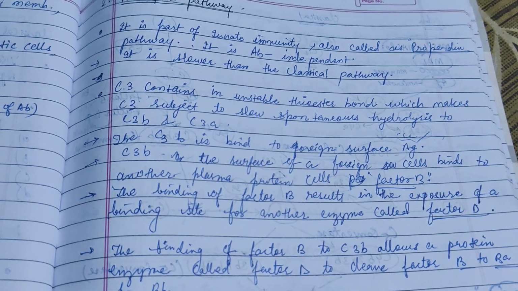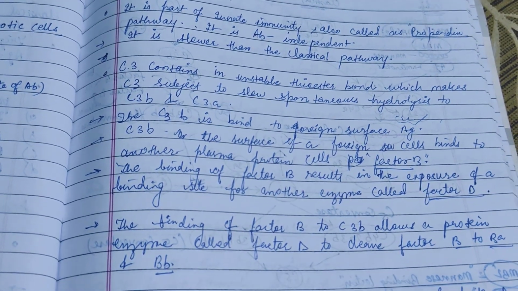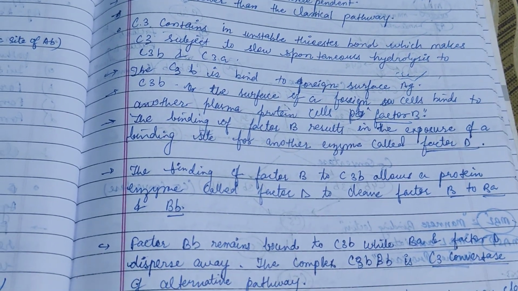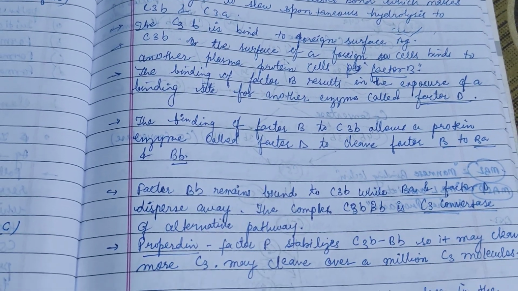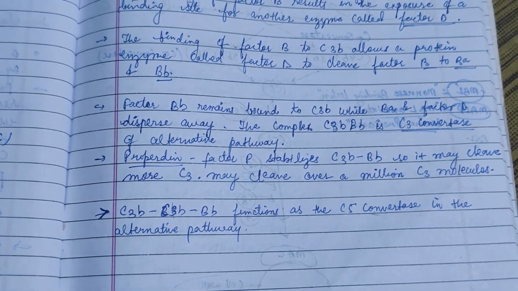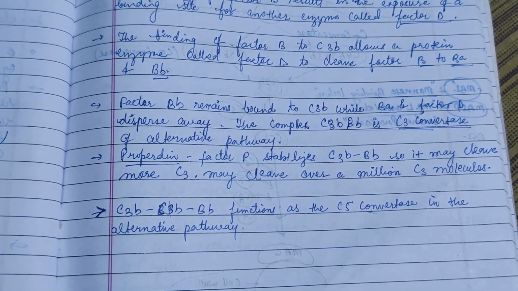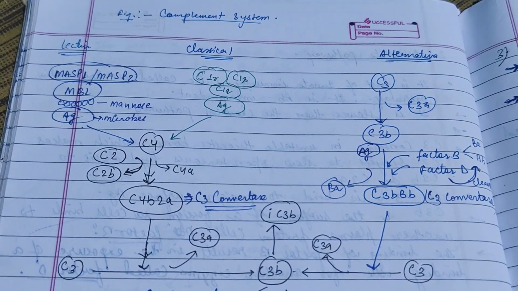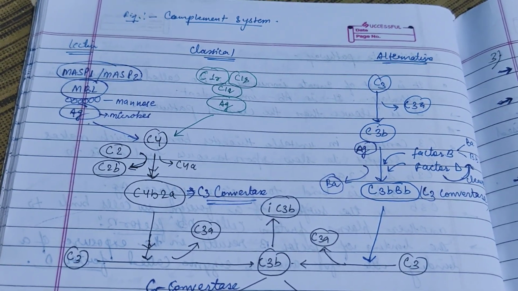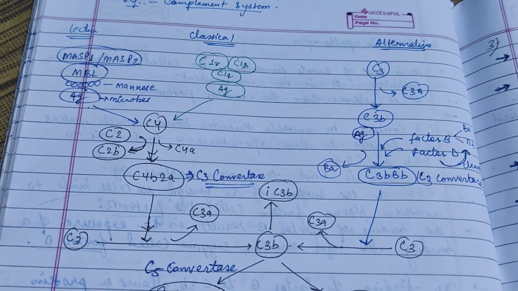The other pathway is the alternate pathway. It is a part of innate immunity, also called the properdin pathway, and it is antibody independent. It is slower than the classical pathway. So here are some details of the alternate pathway. With the help of the flowchart, we can easily understand. So here is a flowchart of all the pathways of the complement system. First one is lectin, then the classical and the alternative pathway.